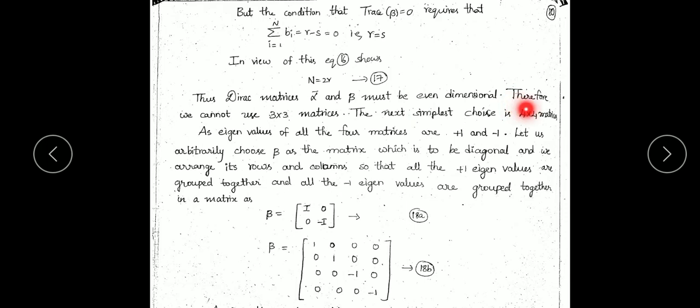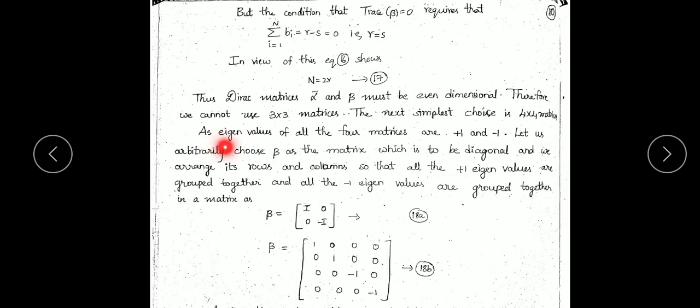So next, we have already checked the 2 by 2 matrices, that is Pauli spin matrices. They are not obeying the Dirac matrices conditions, so they cannot be used. And therefore we cannot use 3 by 3 matrices either. After 2 by 2, 3 by 3 also cannot be. And we already know that a 1 by 1 matrix is nothing but just a number, so they can't be numbers either. So the next simplest case is 4 by 4 matrices. So now we have to look at these 4 by 4 matrices.